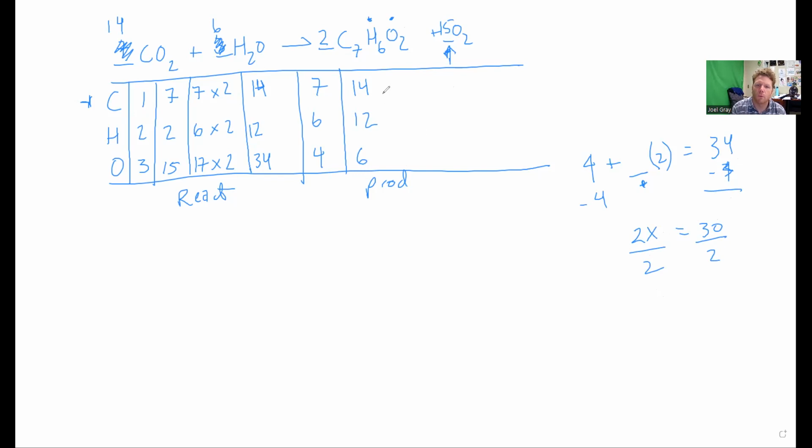C7H6O2, that's going to be 4 more carbons. So that gets me all the way to my 34 carbons. It didn't impact my number of hydrogens, it didn't impact my number of carbons. And so this is my balanced chemical reaction.